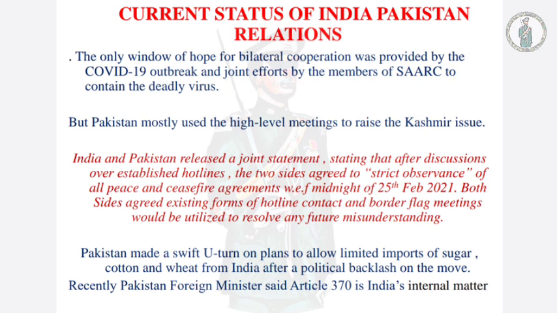Then in the month of March, Pakistan made a swift U-turn on the plans to allow limited imports of sugar, cotton and wheat from India after there was a political backlash on the move. And recently, the Pakistan Foreign Minister said that Article 370 is an internal matter of India. However, they have an issue with Article 35A and they want Article 35A to be scrapped. So this was about the timeline of events regarding the relations between both the countries.